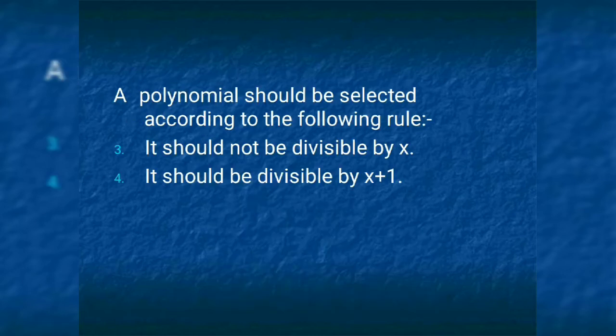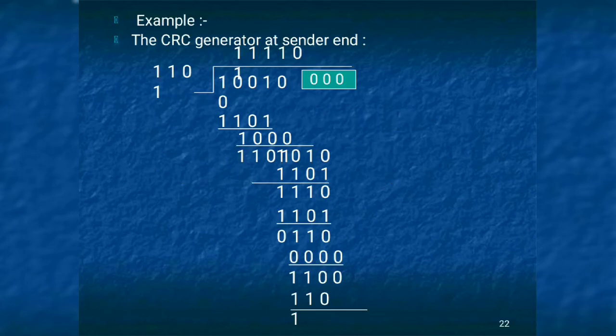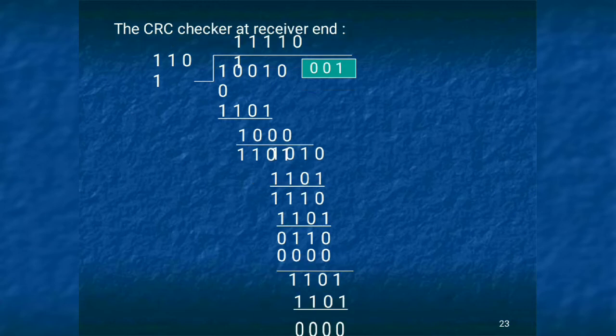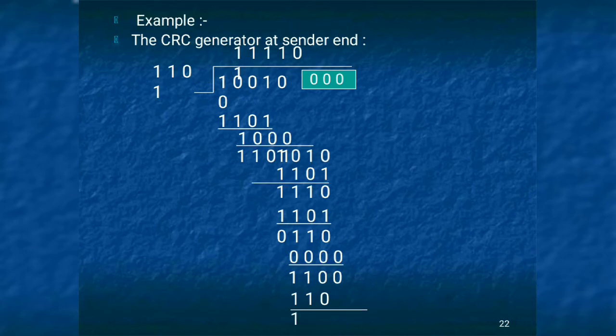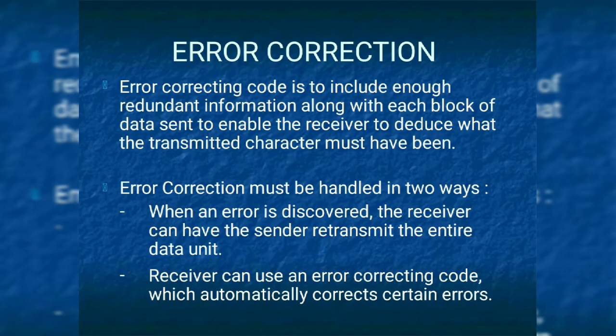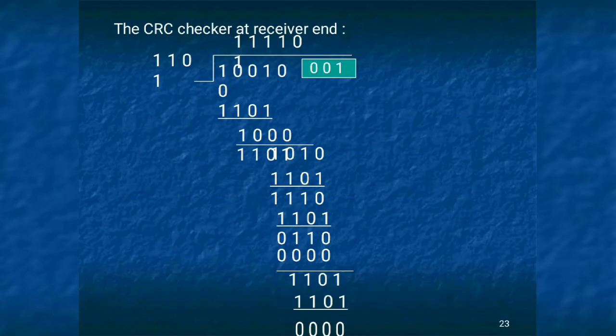Next, the polynomial should be selected according to the following rule. It should not be divisible by x, and it should be divisible by x plus 1. See here, the predefined number is divided with the data unit and we get some kind of remainder. 0 0 1 is not displayed in this slide, but you will get 0 0 1 here, 0 1 1 or something; there will be different types. Next you will get 0 0 0 here, and again here you will get 0 0 0, so there is no error.